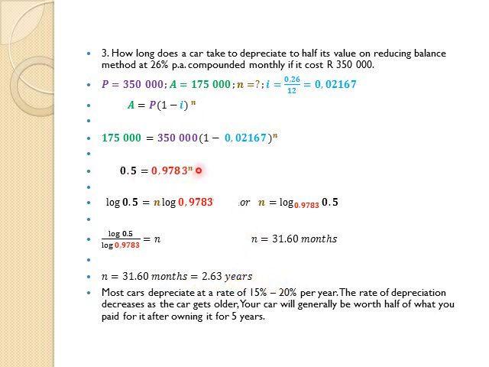Writing it straight in log format, n comes to this side, log 0.9783, the base stays the same, and 0.5 the other side. Punch in the calculator, I also get 31.60 months.